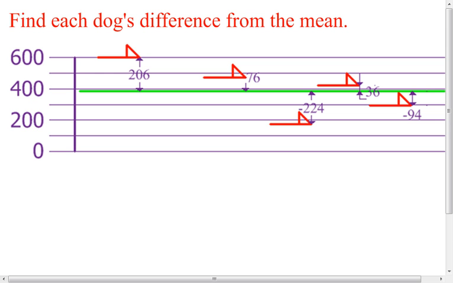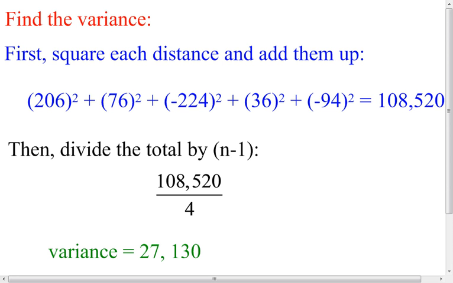Then what you do is you take each dog and you figure out how far away it is from the mean. So that first dog was 206 millimeters above the mean, and then there's a dog that's 224 millimeters below the mean. Okay, so you measure how far each one is away from the mean. And then you square those distances.